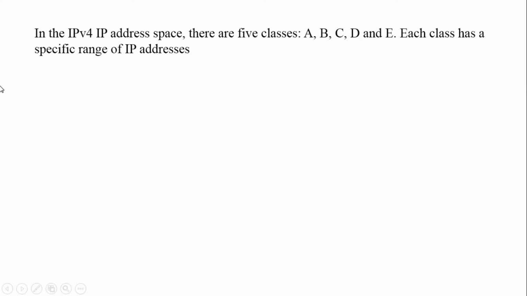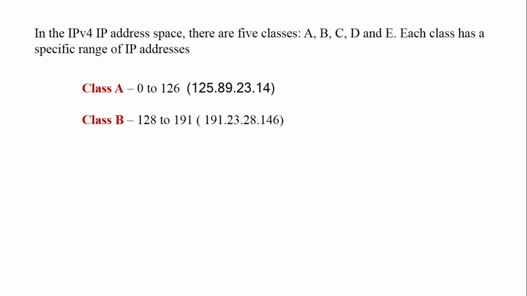Let's start from the first class, and that is class A. Class A ranges from 0 to 126. The example is given here, that is 125.89.23.14. So all the numbers are below 126. These numbers are between 0 to 126. So it comes in class A.